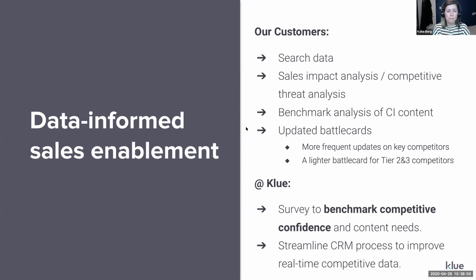The second is around sales impact analysis or competitive threat analysis. This should help you to understand which competitors are the biggest threat, not just by deal volume, but also by revenue, and how that might change over the coming months. So that's a really important one. The third is benchmark analysis of CI content.